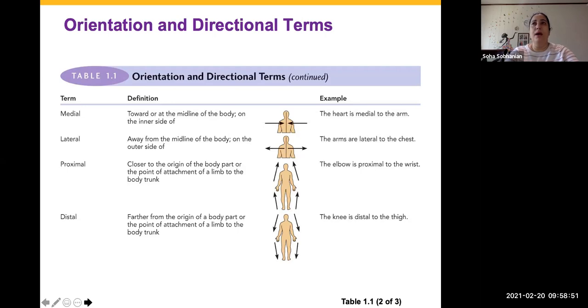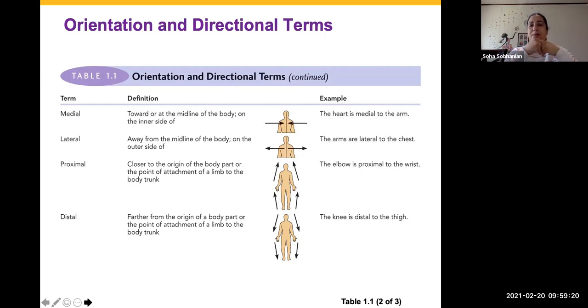If you're thinking about your bladder versus your kidneys, the bladder sits in the middle, the kidney sits on the side. So kidneys are lateral to your bladder, and your bladder is medial to your kidneys. Hopefully that makes sense as well. And again, guys, if you do have questions as I go through this, type them in the chat box, please.